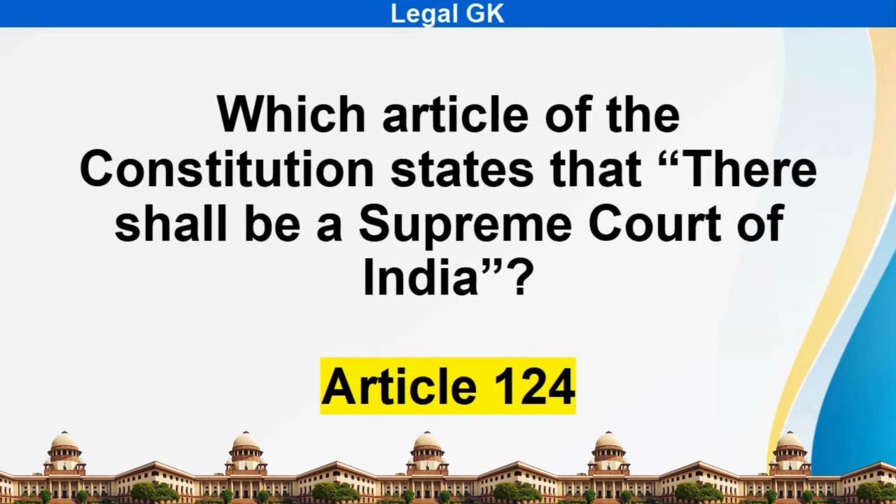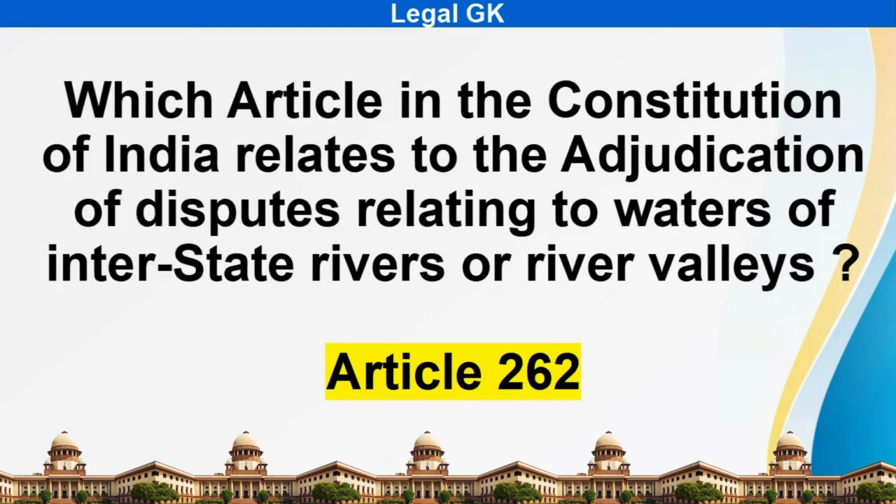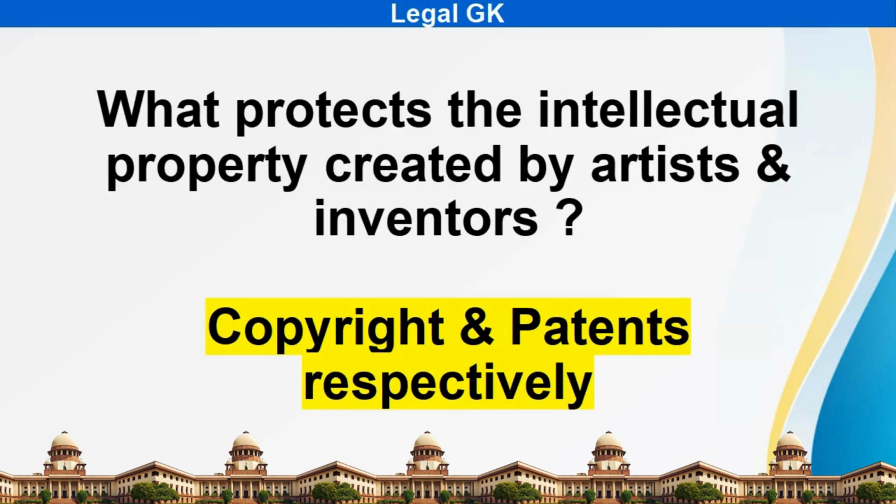Which article of the Constitution states that there shall be a Supreme Court of India? Article 124. Which article in the Constitution of India relates to the adjudication of disputes relating to waters of interstate rivers or river valleys? Article 262. What protects the intellectual property created by artists and inventors? Copyright and patents respectively.